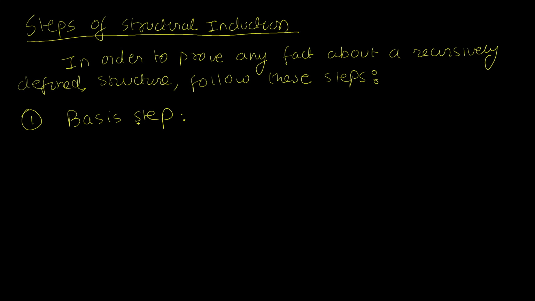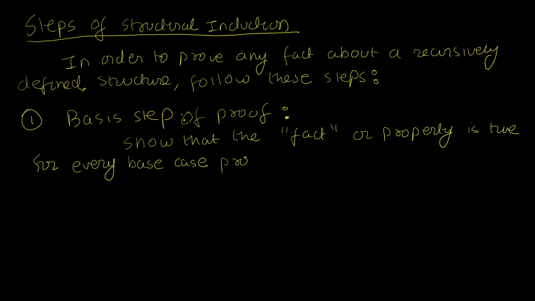But whatever structure we are defining with our recursive definition, in order to prove a fact about that structure, we need to prove that fact for all the elements given in the base step. So when I'm writing basis step here, I'm writing the basis step of my proof using structural induction. But you should understand that the recursive structure that I'm trying to prove this fact about has a basis step on its own. And the basis step of my proof is the process of showing that the property is true for every base case of the recursion.